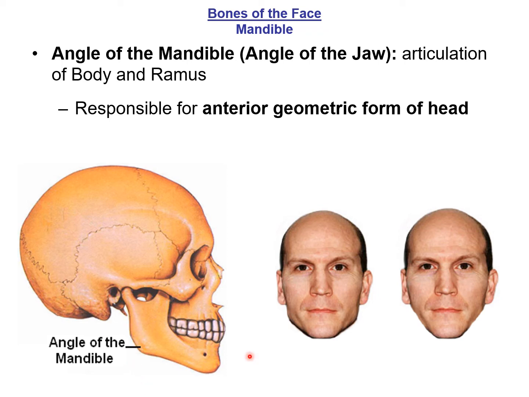So if you have a short ramus, you have narrow jaws, like this one on the right. That would be a very short ramus. You don't really see the angles of the jaw too much from the front because they're very high up. Whereas the one on the left would have a very long ramus because you can see the angles of the jaw almost level with the chin. We'll talk about these angles of the jaw and how they affect not only the anterior geometric form of the skull, but also the profile view of a person's face in a later section.